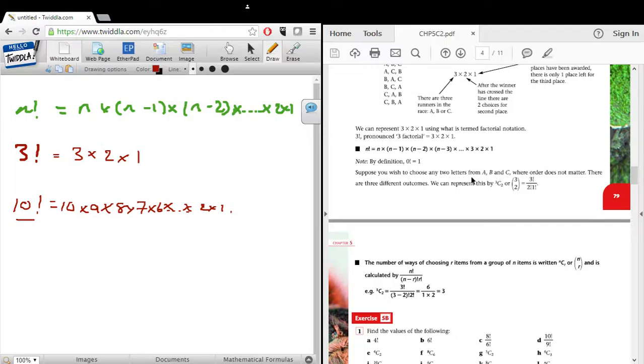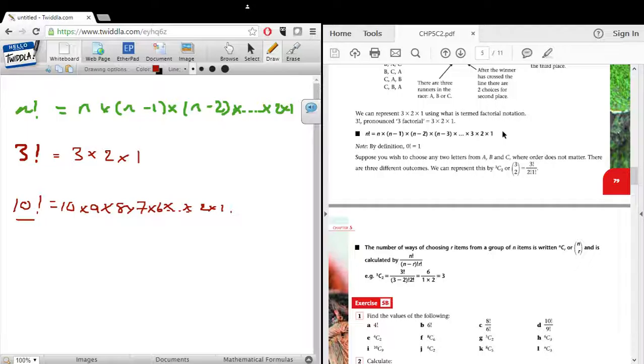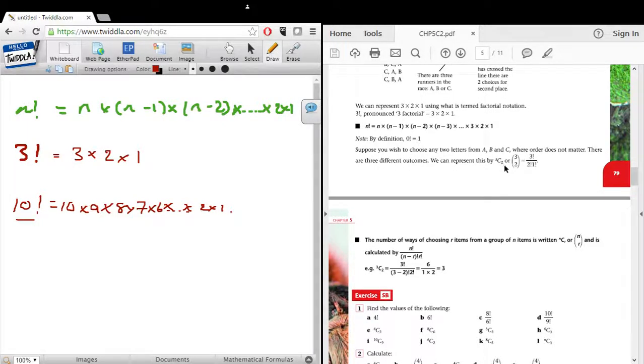Suppose you wish to choose any two letters from A, B and C where order does not matter. There are 3 different outcomes. We represent this by 3C2 or 3-2. So if you have 2 values and you want to choose, and order does not matter, they can be represented as such, 3 factorial over 2 factorial times 1 factorial.